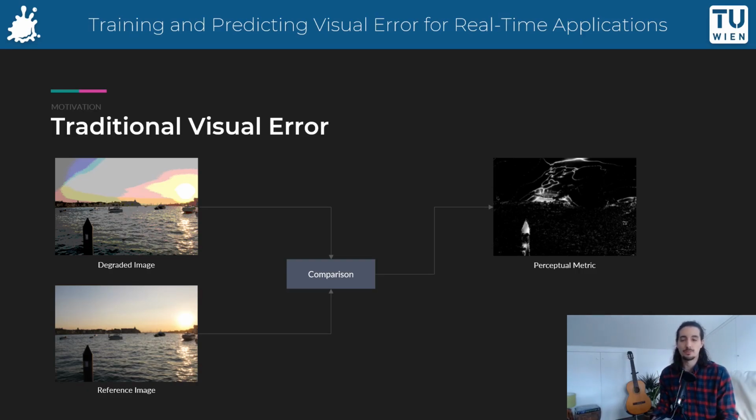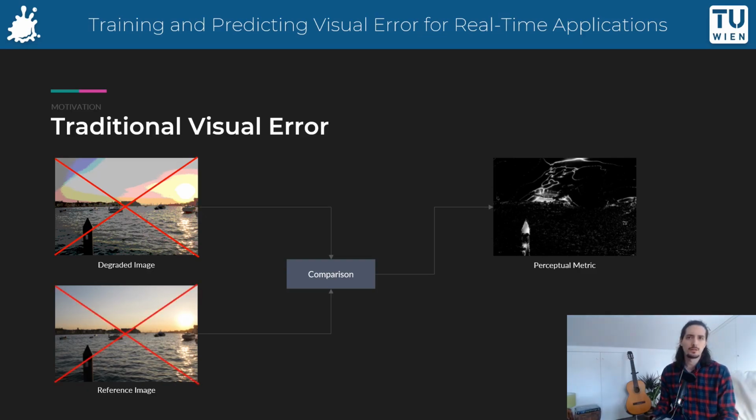Traditional perceptual error is computed by comparing a degraded and a reference image. But well, if we had the degraded image, we would already have rendered, so we don't have the degraded image before rendering. And if we had the reference image, this optimal rendered image, we would not need to render at all. We already have the frame, the ideal one. So we don't have either of those.